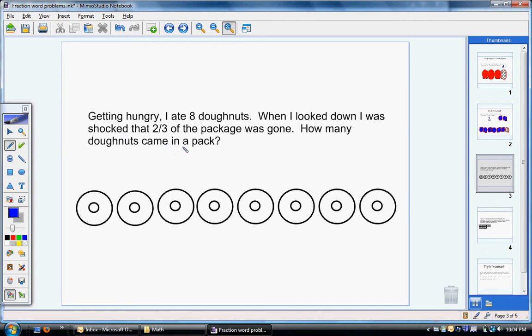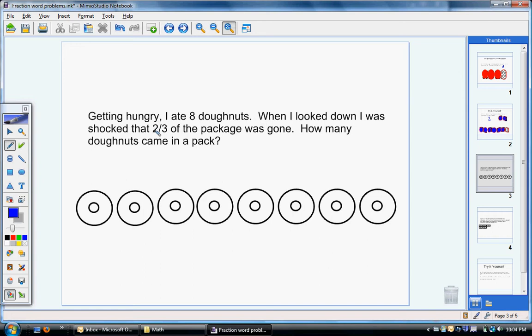I don't know how many donuts came in the pack. All I know is that I ate 8 donuts, and that was 2/3 of the package. So 1/3 of the package is still there. I need to figure out how many total donuts there were. The first thing that I always do is I think about what this fraction means.